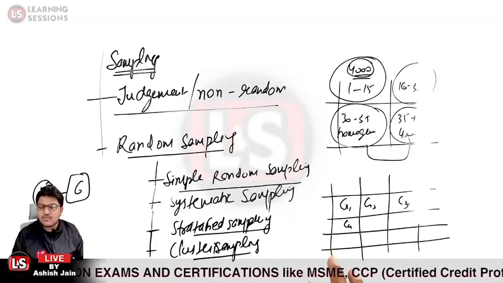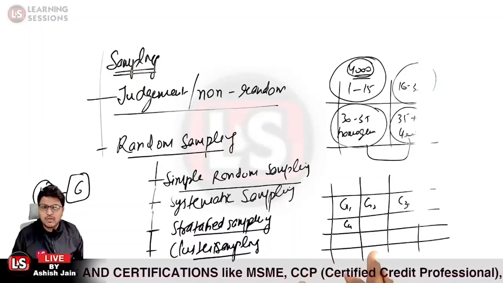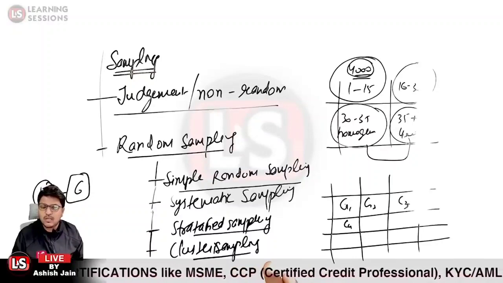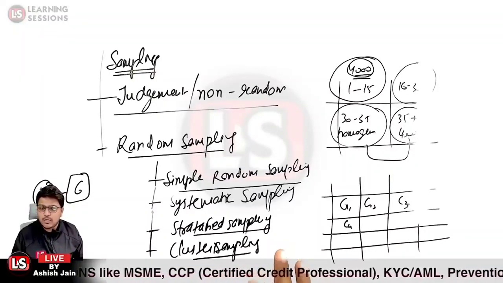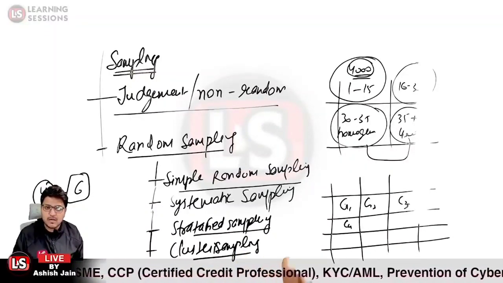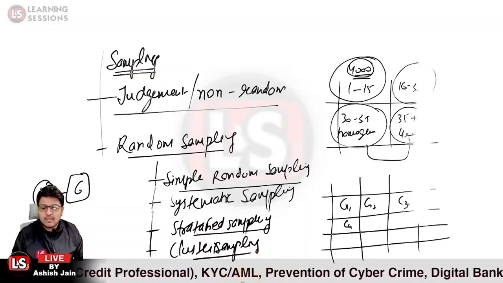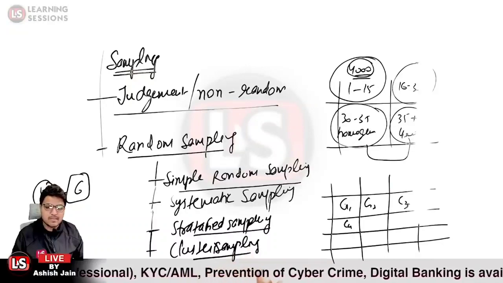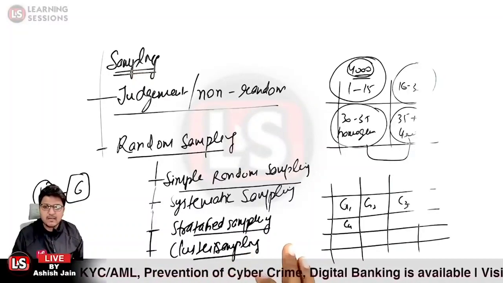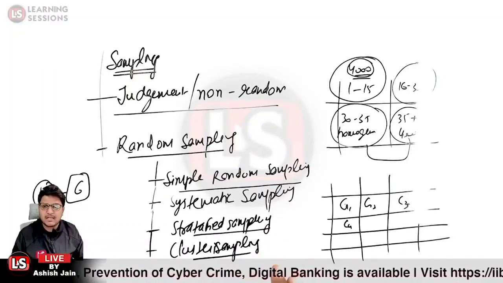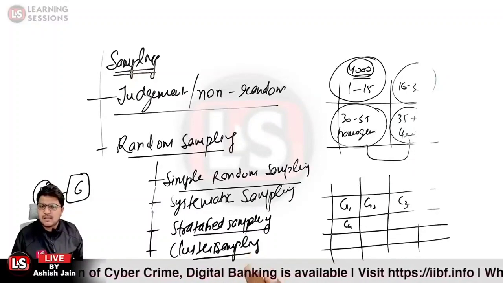Okay, so that is related to what? That is related to cluster sampling over here. So these are the four types related to random sampling. We have two types of sampling: judgment sampling, or non-random sampling, and the second one is random sampling. Further we covered the four types: simple random sampling and systematic sampling. The third one was stratified sampling, and the fourth one is cluster sampling.